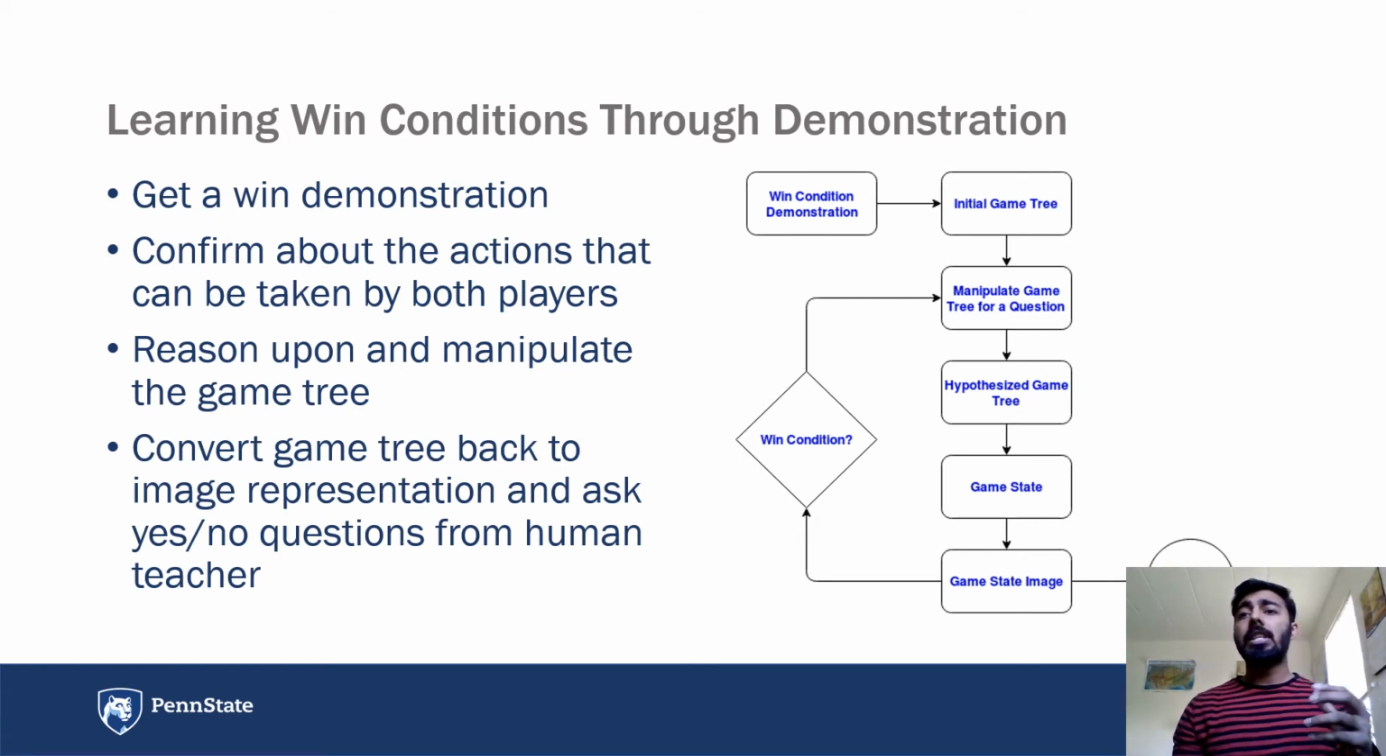Then the robot reasons upon the game tree to manipulate it, making different hypotheses. And then the manipulated game tree is converted to the game image, which is shown to the human to confirm the hypothesis. And this is an iterative process in which the robot learns the full concept of the shown demonstration of the win condition.